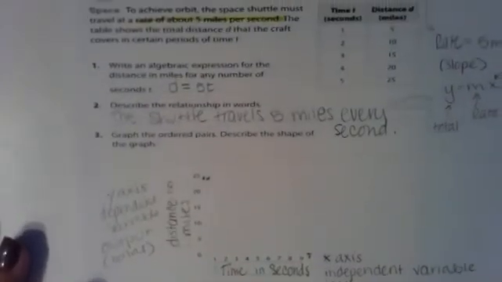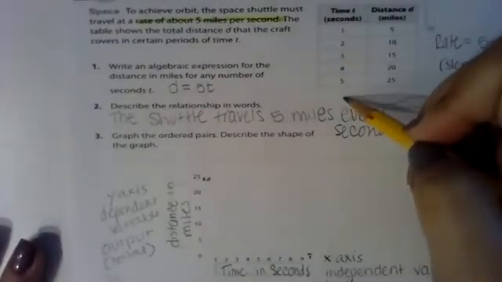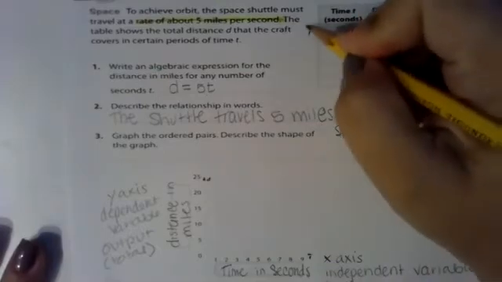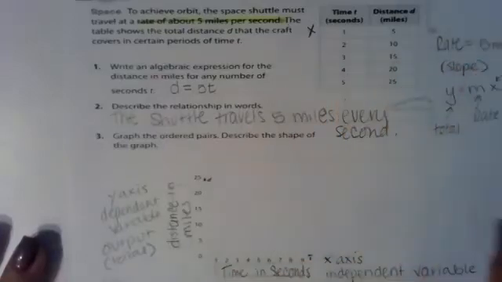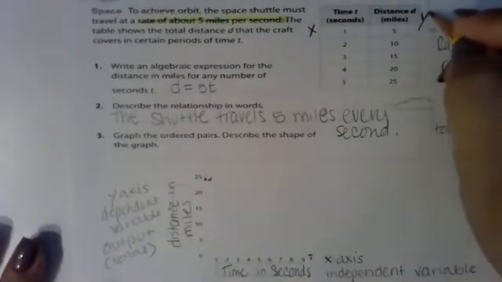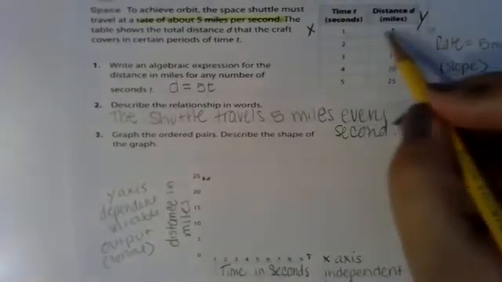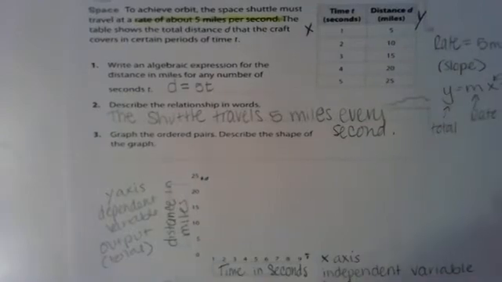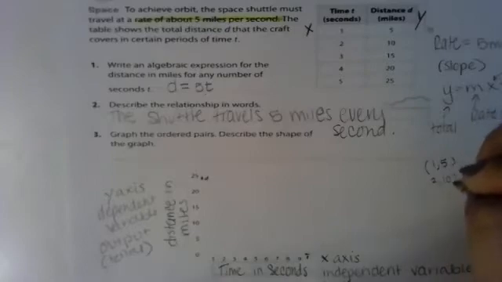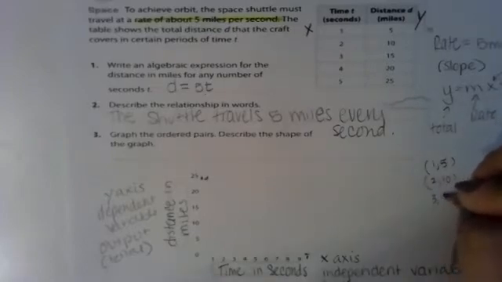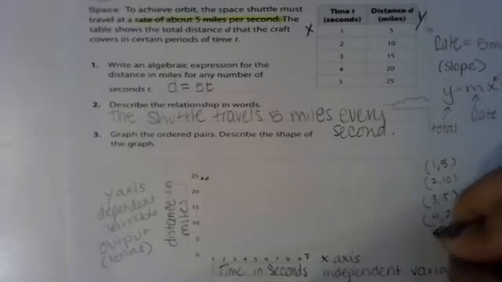Okay? So when we come up here, this is going to be my X, and my X is my input. It is my independent variable. This over here is my Y. This is my total. This is my dependent variable. Each one of these forms an ordered pair. So the first one would be 1, 5, 2, 10, 3, 15, 4, 20, 5, 25.